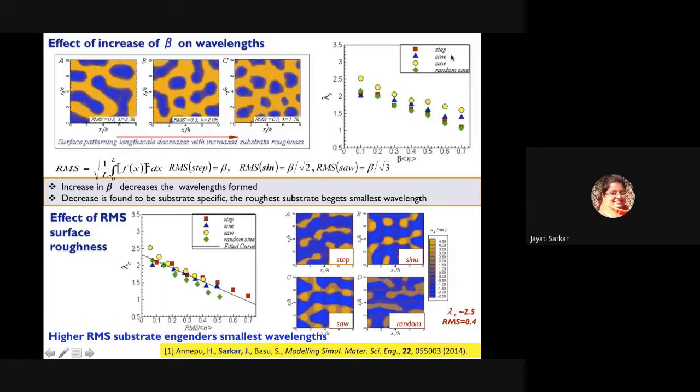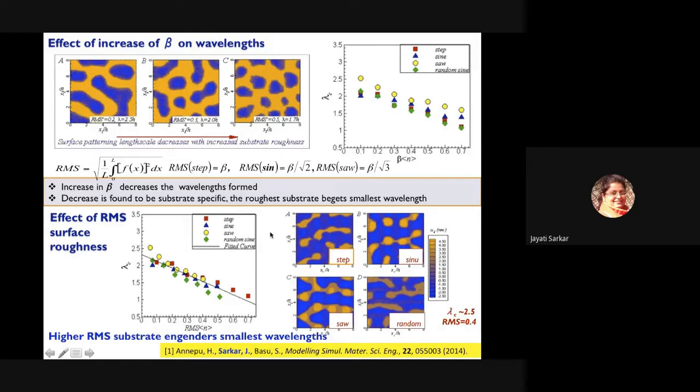So we had step, sine, saw, and random sine profiles, and you can see from this expression that for the step profile the roughness is the highest, and for the sawtooth profile the roughness is actually beta by root 3, which is the lowest. So one can see that where it was a roughest profile, the wavelength was less, whereas for less rough profiles the wavelengths were found to be higher.